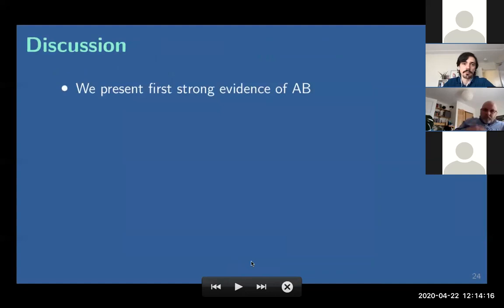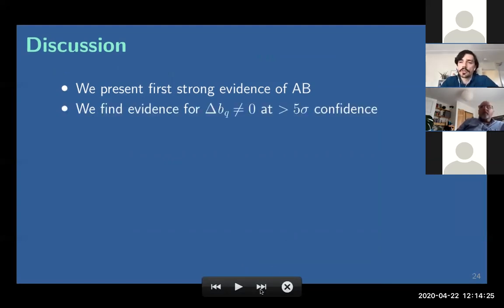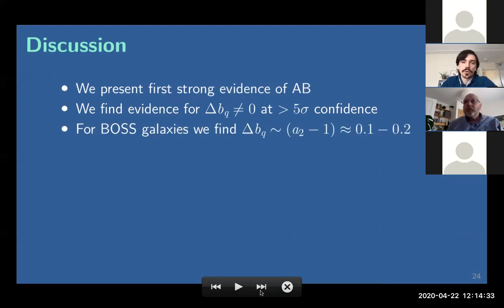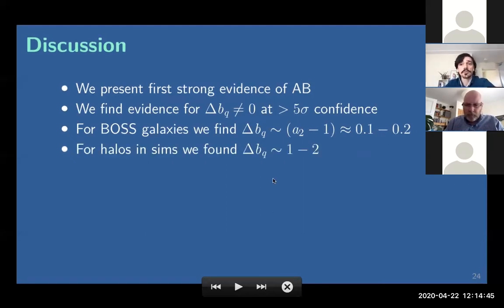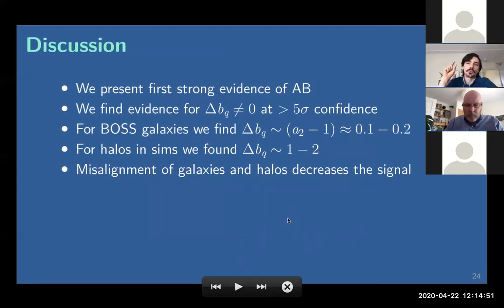Yeah, so we would say that this is the first strong evidence for the anisotropic assembly bias. And it's at more than 5 sigma confidence level, for this difference to be different from 0. So if you try to translate this into the real value, you get basically this delta BQ is of the order of 0.1, 0.2, while for halos in simulations, we found a much bigger effect. And this could be easily explained by just galaxies not being perfectly aligned with halos, right? So that's not such a big step to take.